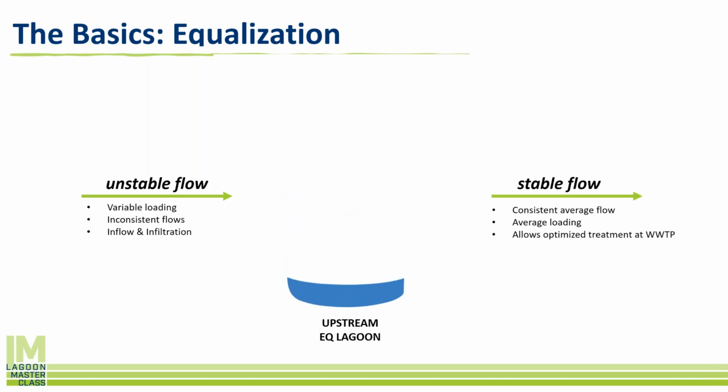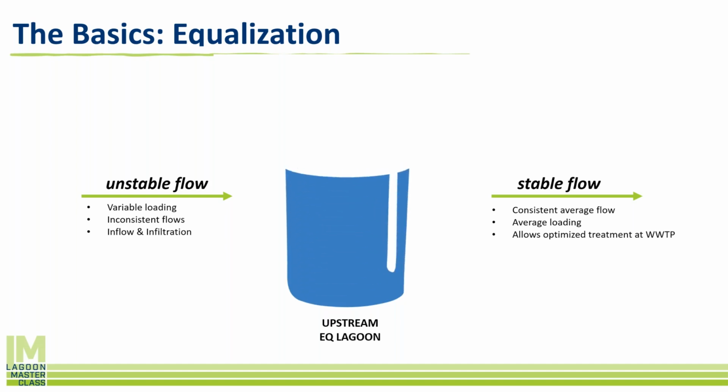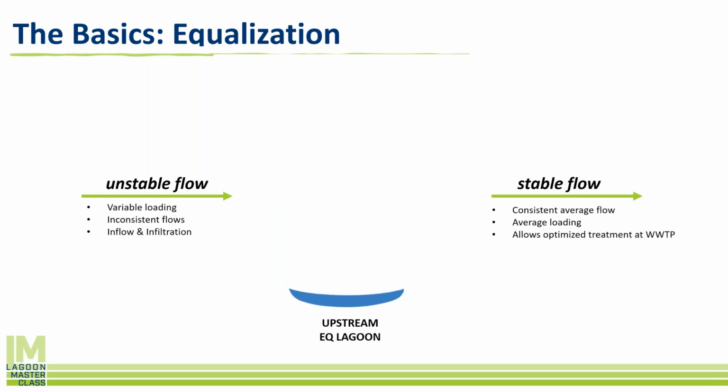That flow does have an average. It might be 350 milligrams a liter, I'm making that up. But that's not what the plant sees every day if the flow is unstable. It's getting 50 milligrams a liter one day and 1,000 milligrams a liter another day. And if we know anything about bacteria, we know bacteria prefer consistency and they can't adapt and react to really high variable loading like that.